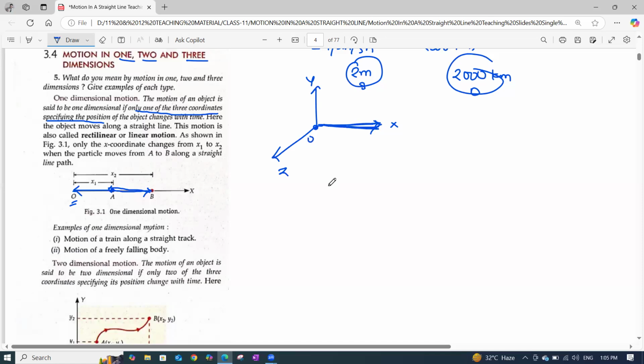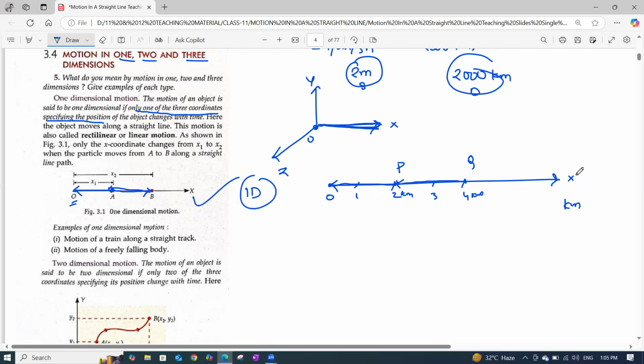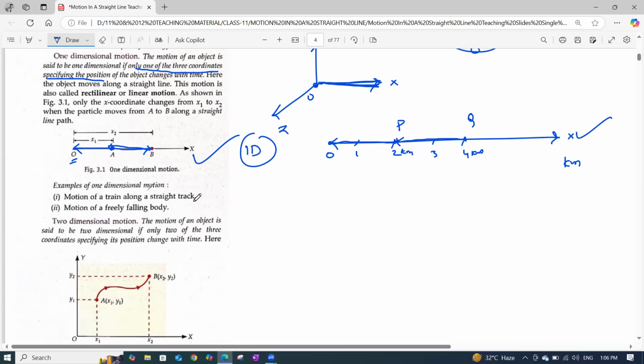Here only we are taking the reference. So this is the origin. This is x-axis, where we can mark distances 1, 2, 3, 4, maybe in kilometers you can take. Body is starting from the origin. It is going to point P, which is 2 kilometers away. Again from P to Q it is going 4 kilometers. Again from Q to P it can come back. From P to O it can come back. Everything is happening only on x-axis. So this type of motion we consider as motion in one dimension because it is going only towards x-axis.